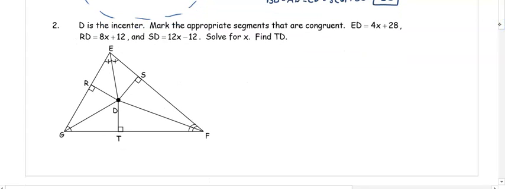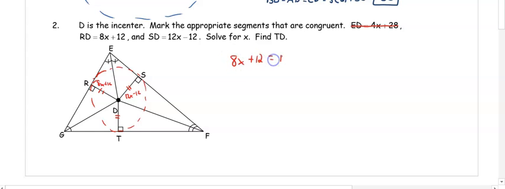In number 2, D is an incenter, which means that the circle is going to be inside our triangle. And it's going to be equidistant to the sides. So RD, SD, and TD are congruent. So we have ED, which we're not going to use because that's not one of the segments in the circle. We have RD is 8x plus 12, and SD is 12x minus 12. So those are going to be congruent.